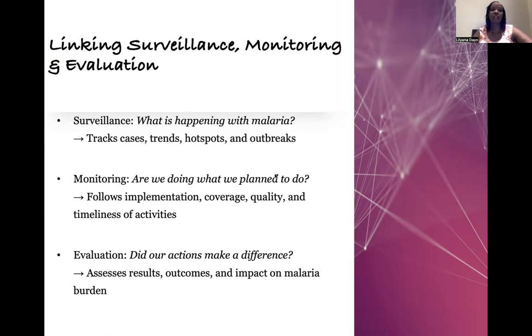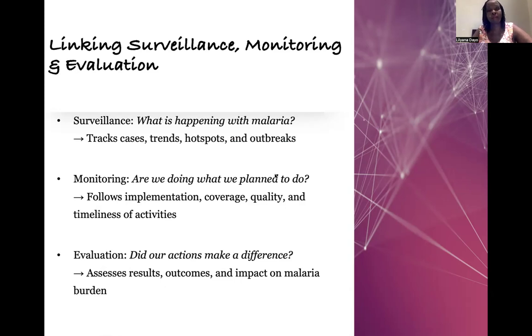How do we link surveillance, monitoring, and evaluation? Surveillance is about what is happening with malaria. It tracks cases, trends, hotspots, and outbreaks. In monitoring, we check whether what we are doing is what we plan to do. It follows implementation, coverage, quality, and timeliness of activities. In evaluation, we check whether our actions made a difference. It assesses results, outcomes, and impact on malaria burden.